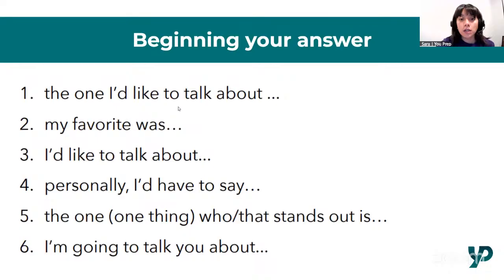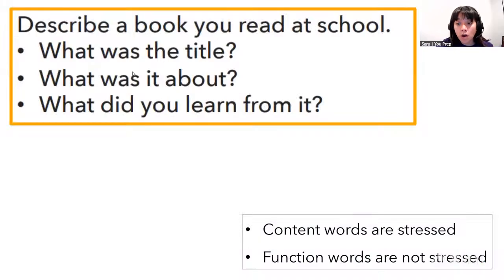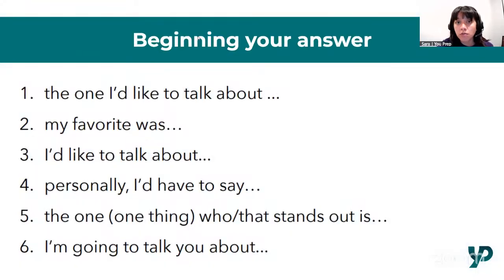First, the one I like to talk about, the book I would like to talk about, the experience I'd like to talk about, the trip I'd like to talk about. Because you're going to be given a different prompt, in this case it's about a book, but you're going to be given a different one. You can say the one I like to talk about, or directly the story I want to talk about, or the experience I want to talk about, the teacher I want to talk about, and you continue.